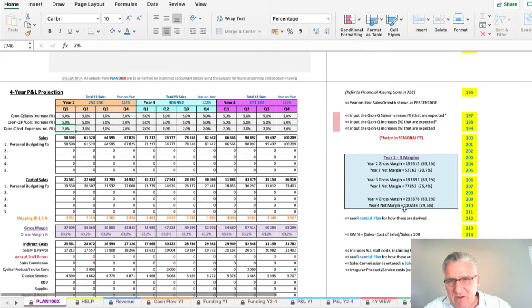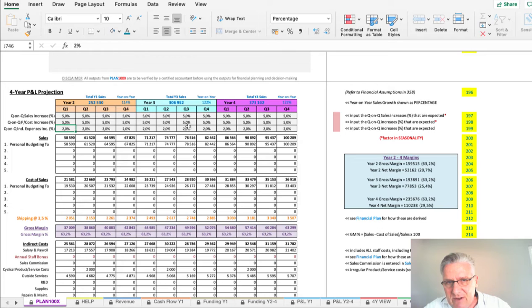Now, if you look at the right-hand side here, very interesting, you can see what's happening. Year 2, gross margin, net margin. Year 3, gross and net. Year 4, gross margin, net margin. This is what you should be making if you're able to achieve these increases on a quarter-by-quarter basis.